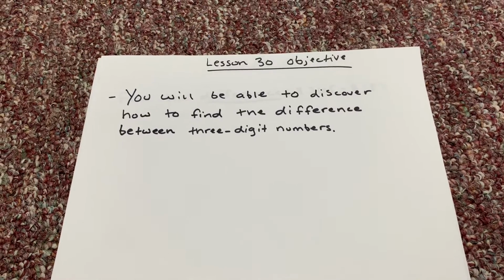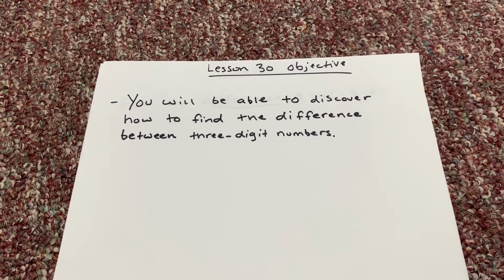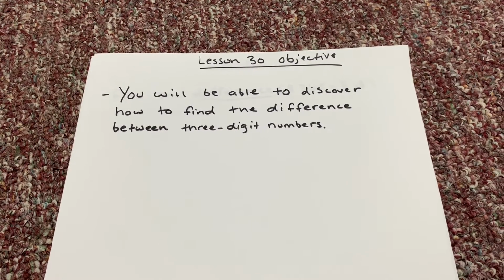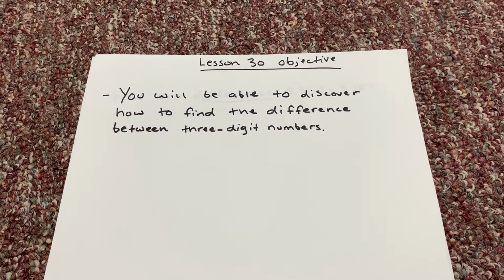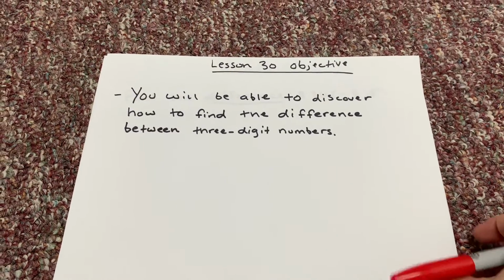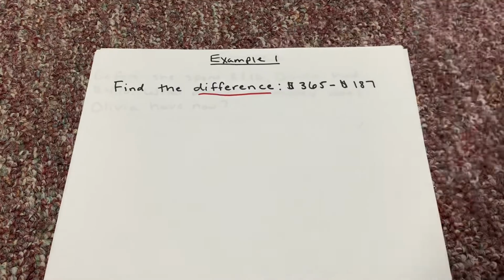Good morning, fourth grade. This is Math Lesson 30. So today's objective for Math Lesson 30 is you will be able to discover how to find the difference between three-digit numbers. So let's look at our first example.